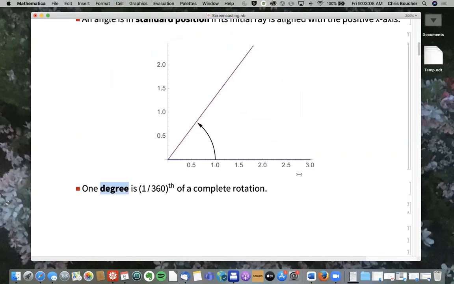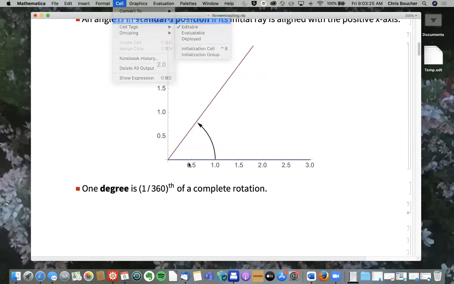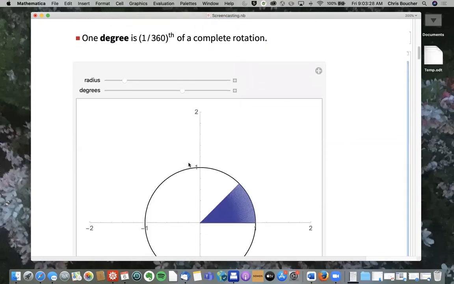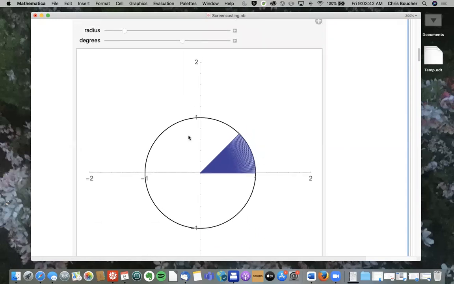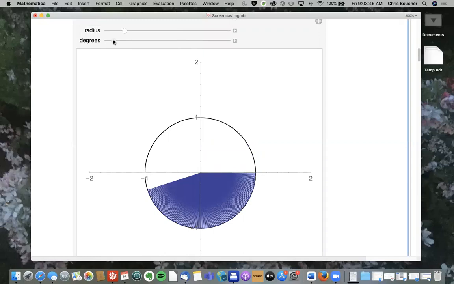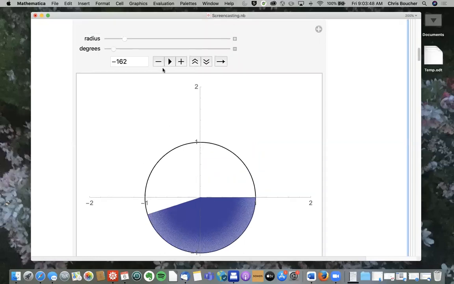You're probably familiar with degree measure for angles. You've all heard of and probably worked with 90-degree angles and 45-degree angles and so forth. The way we define a degree is that it's 1/360th of a complete rotation. This is an old-fashioned way of measuring angles, but still very much in use, right? One complete rotation, if we start on the positive x-axis and rotate all the way around and come back where we started, is a 360-degree angle.